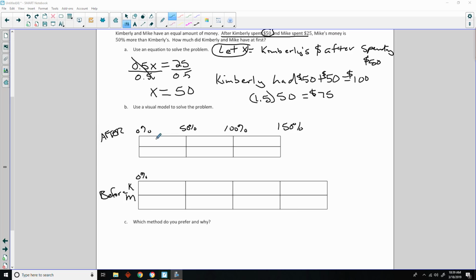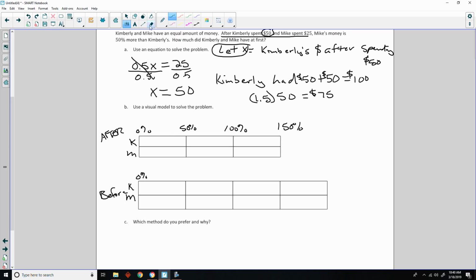Okay, so I just fixed this up. After is going to be on top. This is Kimberly, and this is Mike. So 0%, 50%, 100%, 150%. Because it says Mike's money is 50% more than Kimberly, so Kimberly is going to be 100%.